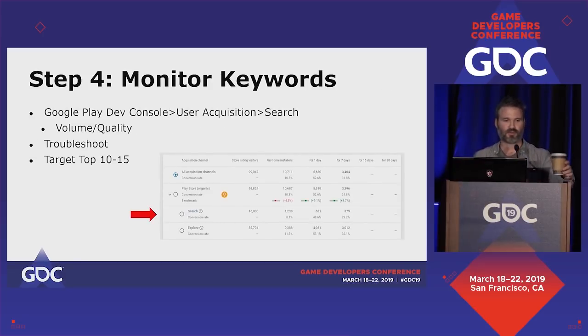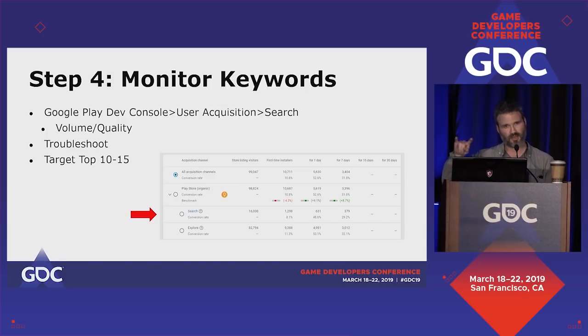So from this step, once you have your marketing going on Facebook and Unity, you can start monitoring your keywords. Something really great happened on the Google Play Developer Console last year that I think a lot of people missed. You can actually see how many search installs you're getting out of your total organics. If you go to the Dev Console and user acquisition and look at search, you can see the total number of installs. Look at the red arrow, and you should be able to see it.